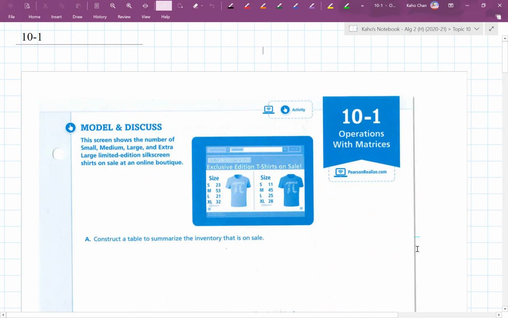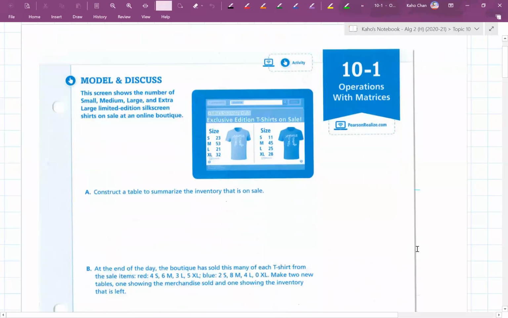We're going to start a new section today, 10-1, Operations with Matrices. Please grab your note takers and turn to page 235, and let's get started. We have a little opener here.